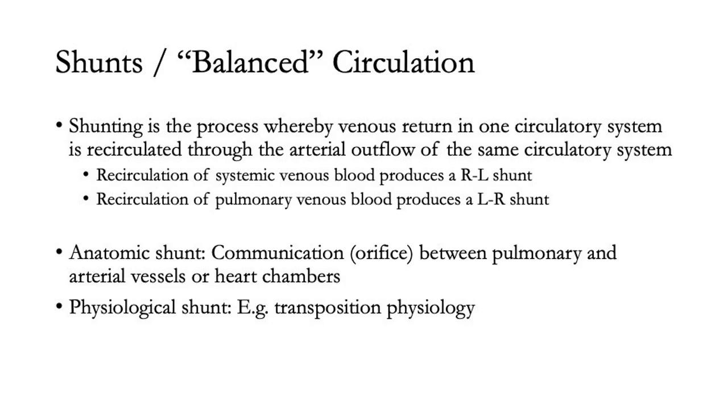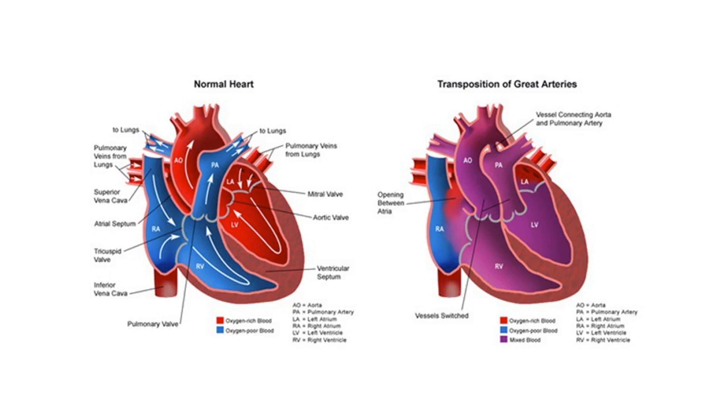Anatomic shunts exist when there is a communication between pulmonary and arterial vessels or heart chambers. Physiologic shunts exist in the absence of anatomic shunts. An example of physiologic shunt exists in transposition of the great arteries, where there is parallel recirculation of pulmonary venous blood in the pulmonary circuit and systemic venous blood in the systemic circuit.